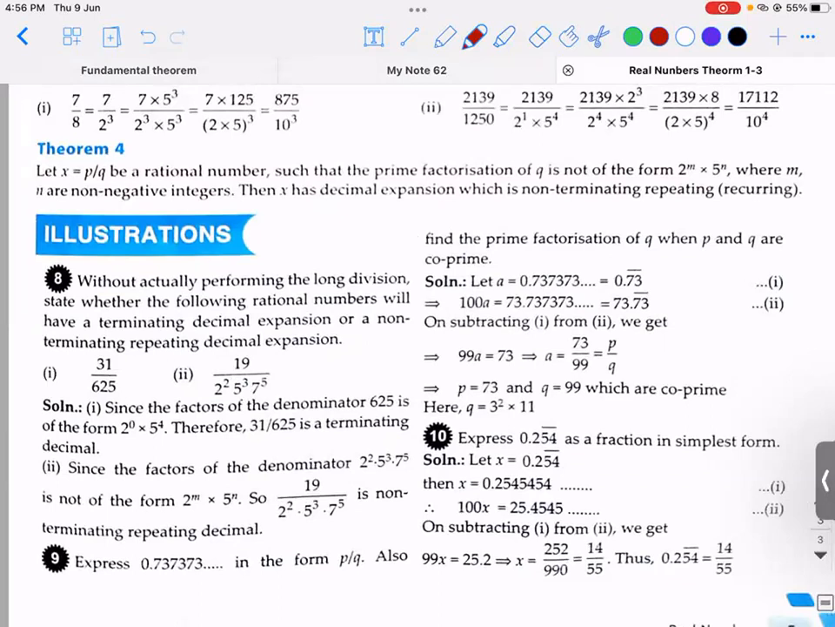And last theorem is there. Sorry, theorem number 4. What does theorem number 4 tell us? Let x equal to p by q be a rational number such that the prime factorization of q is not of the form 2 power m into 5 power n, where m and n are non-negative integers. Then x has a decimal expansion. It definitely has a decimal expansion, but how will the decimal expansion look like? It will be non-terminating for sure, but rational. So in both the cases, we are dealing only with rational numbers.